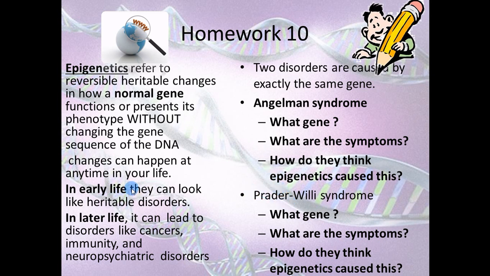So these epigenetics are interesting because they can look like heritable disorders, like something that is passed down family generation to generation. But they can also change the way things work later in life, like cancers. It can affect your immunity. It can affect things like schizophrenia later in life, mood disorders, depression. So next week we're going to start talking about cancers, and we'll come back and talk a little bit more about epigenetics. But for now, I just want you to look these two up.